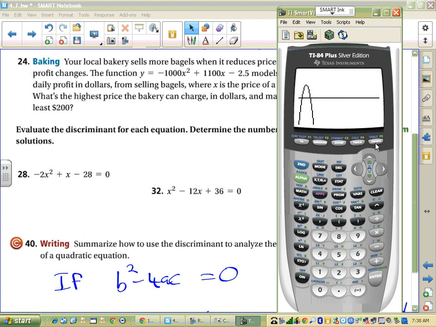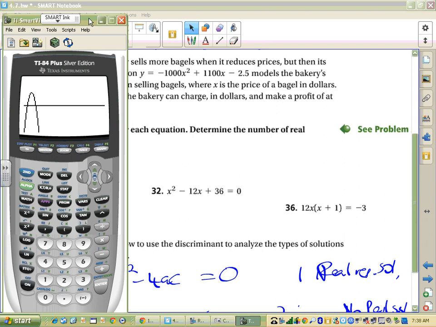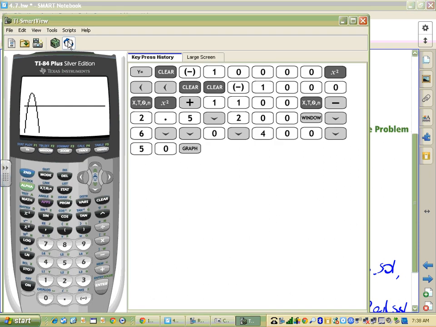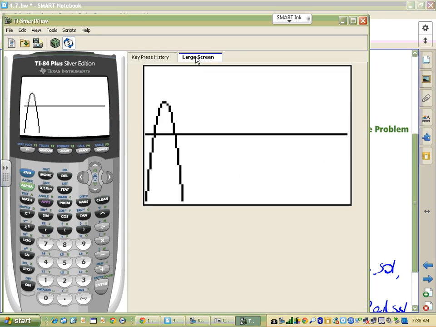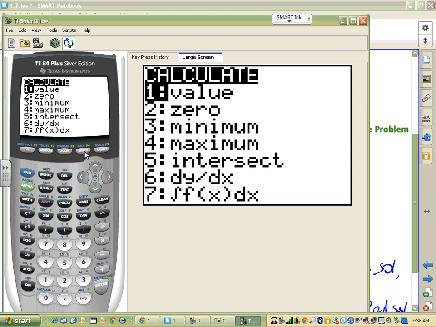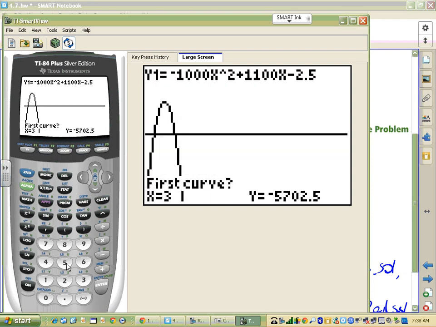What I'm after are the 2 points of intersection, and in fact, it says what's the highest price that the bakery will charge. So really what I want to see here is the intersection point on the right, or the second intersection point. So I'm going to calculate this intersection point.